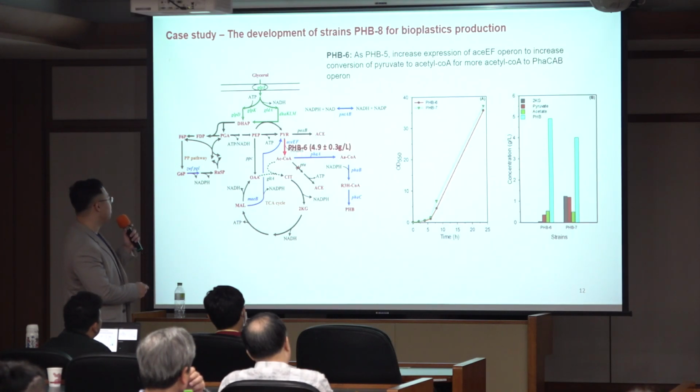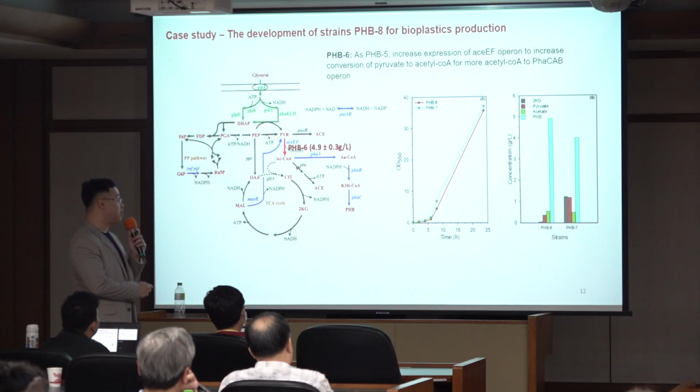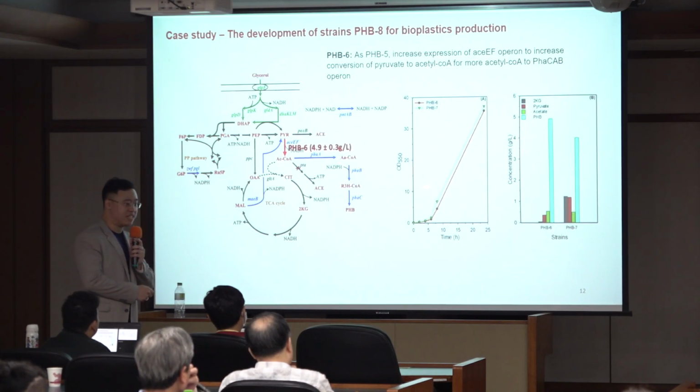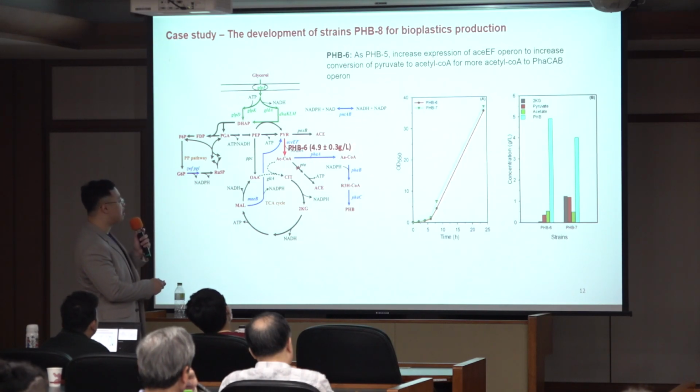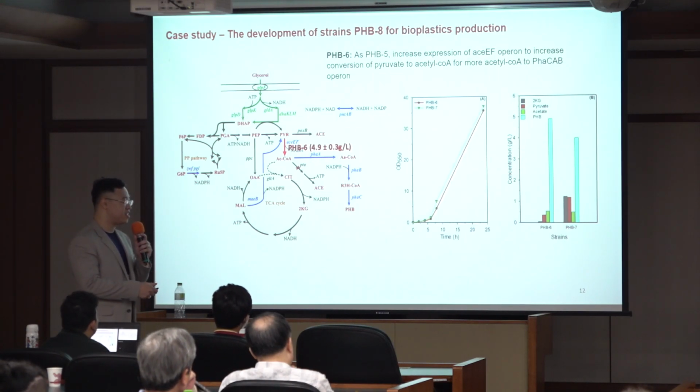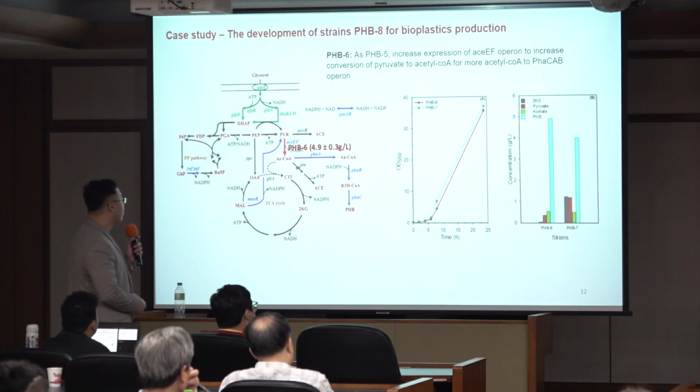And also, in order to have more acetyl-CoA, I also enhance the gene ACEEF to convert the pyruvate to acetyl-CoA. So for this one, the production goes to 4.9 gram per liter. And this is so far in our lab the highest performance for the PHB inside the flask scale.